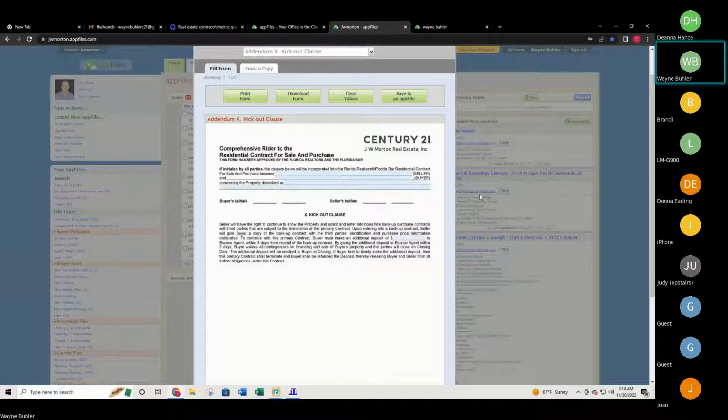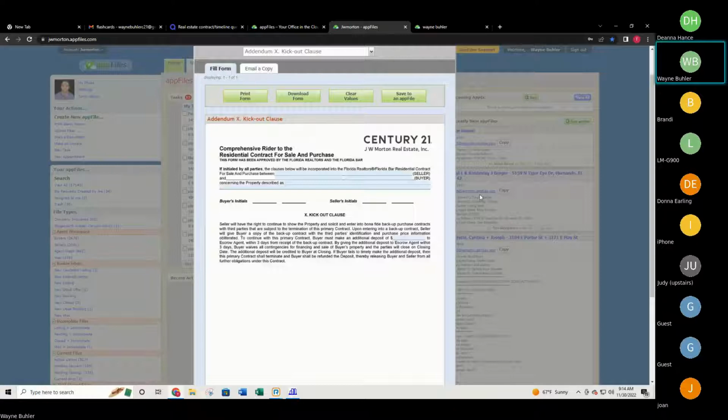Upon entering into a backup contract, seller will give buyer a copy of the backup contract with the third party's identification and purchase price information obliterated. To continue with this primary contract, buyer must make an additional deposit of blank dollars to escrow agent within 3 days from receipt of the backup contract. By giving the additional deposit to escrow agent within 3 days, buyer waives all contingencies for financing and sale of buyer's property, and the parties will close on closing date. The additional deposit will be credited to buyer at closing.